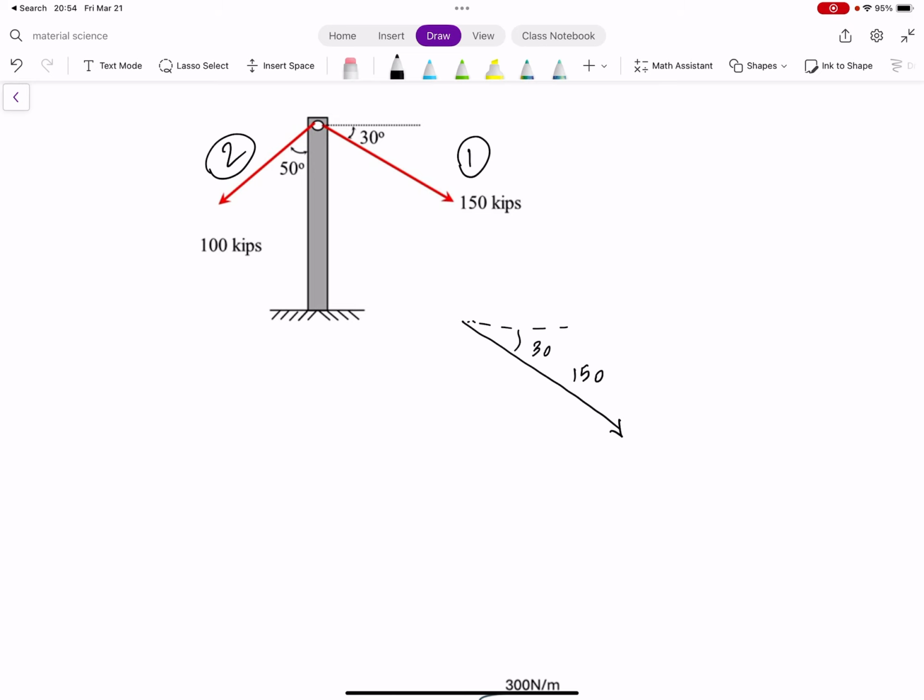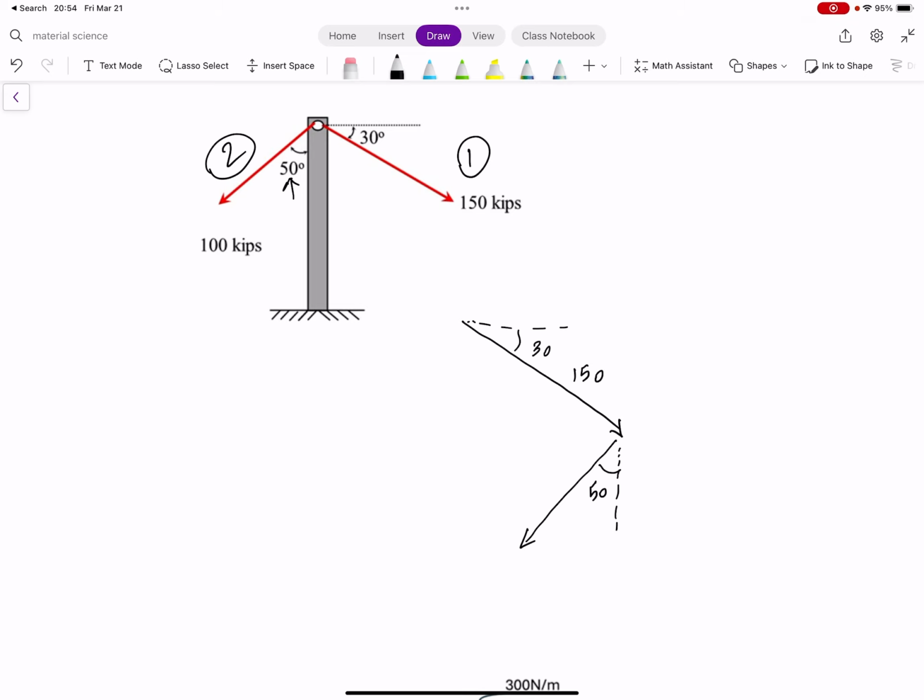What else? We have another vector, 100. So the method is tip to tail. The tip of the first one goes to the tail of the second one. So it's going to be like that. I just carry vector 2 to the tip of vector 1, right? Nothing happened. The rotation is going to be the same. As you see here, we have a 50 degree angle, so it should have a 50 degree angle with a vertical line. Okay. What is the next part?